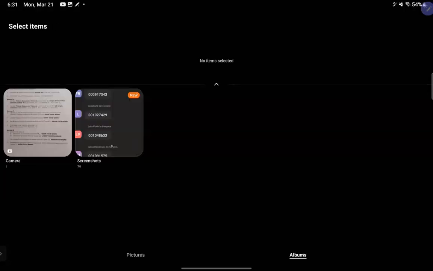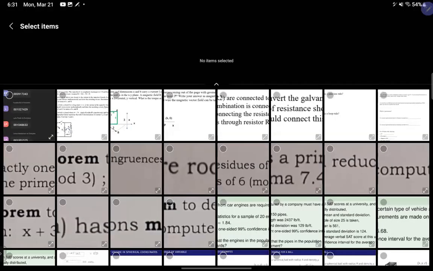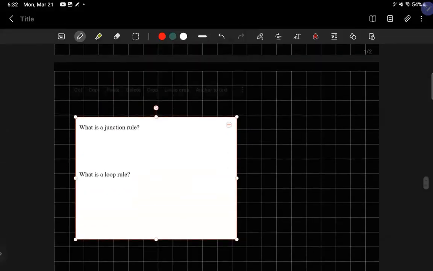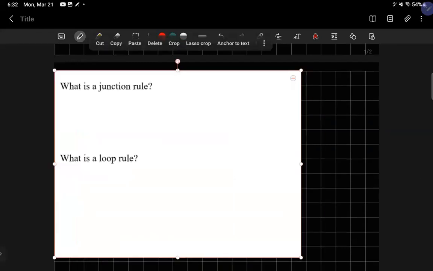Nope, go back. Oh, it's not correct. Junction rule, loop rule. Does anybody remember what junction rule was? I think. Yeah. Okay.